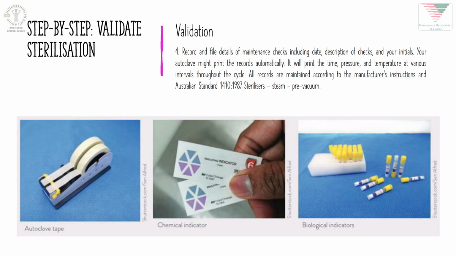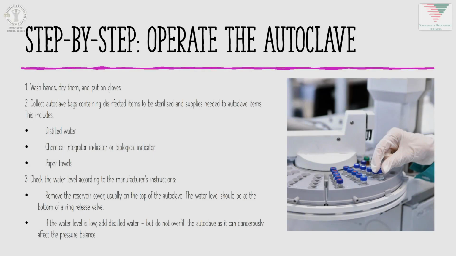4. Record and file details of maintenance checks including date, description of checks, and your initials. Your autoclave might print the records automatically. It will print the time, pressure, and temperature at various intervals throughout the cycle. All records are maintained according to the manufacturer's instructions and Australian Standard 1410:1987 sterilizers steam pre-vacuum. Step by step, operate the autoclave.